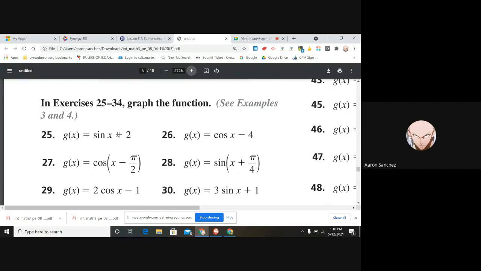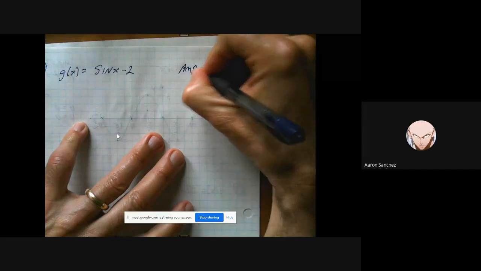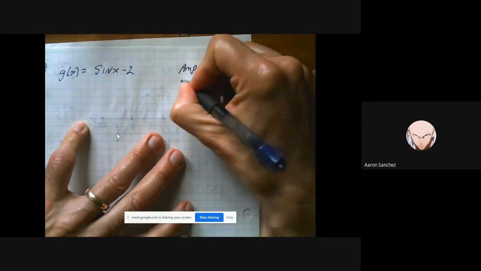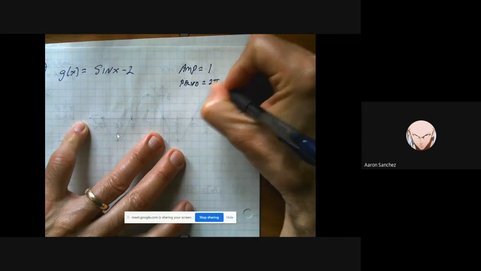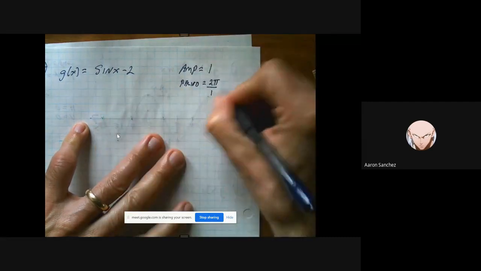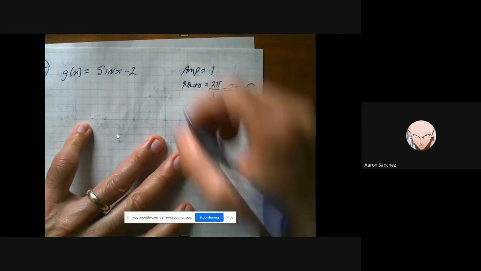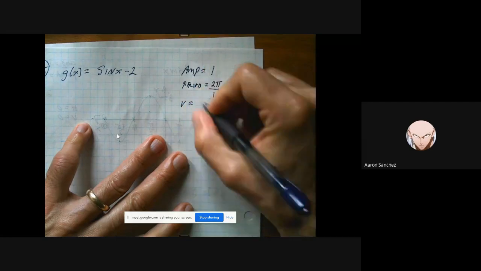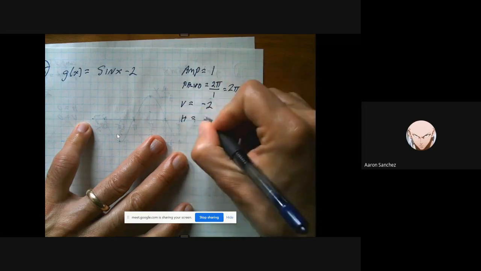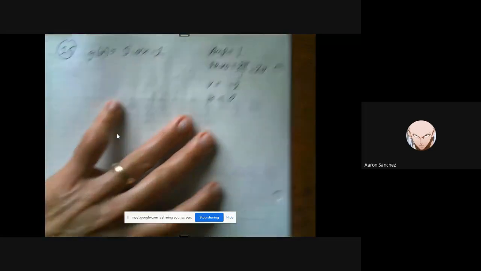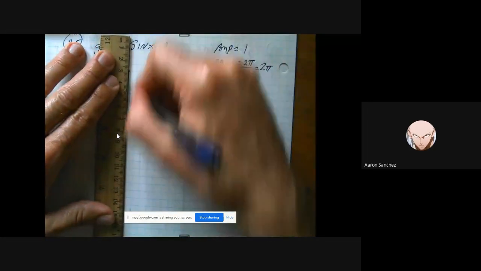Okay, let's write down all we need to know. What's our amplitude? So we got an amplitude of 1, a period of 2 pi divided by, what's my b? 1, which is 2 pi. So my period is 2 pi. My vertical shift is -2. My horizontal shift is 0. So this is not that bad. This is actually pretty easy. So the vertical shift is this. This is all we're going to do.